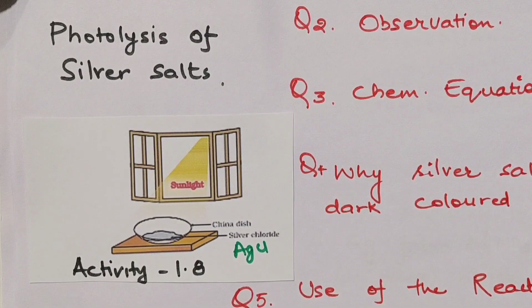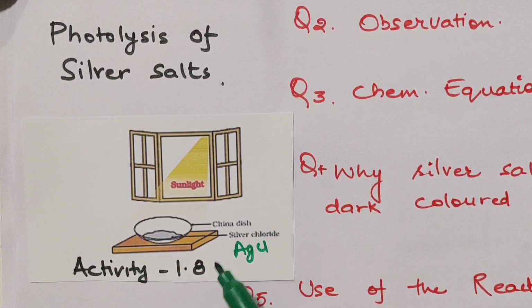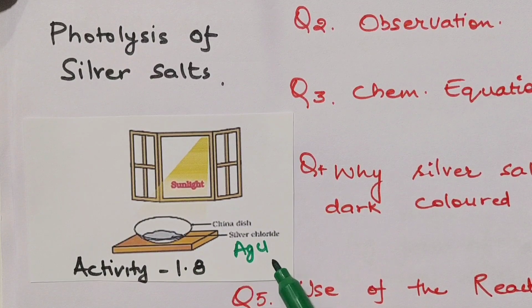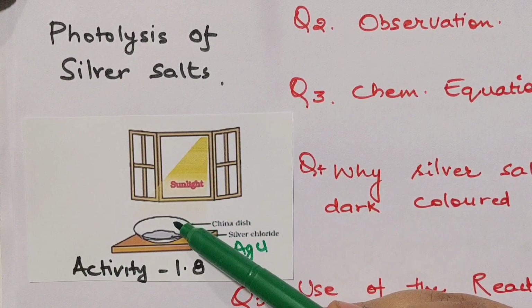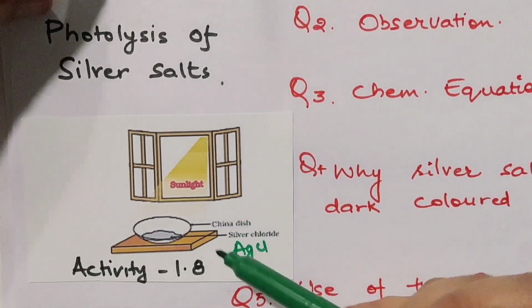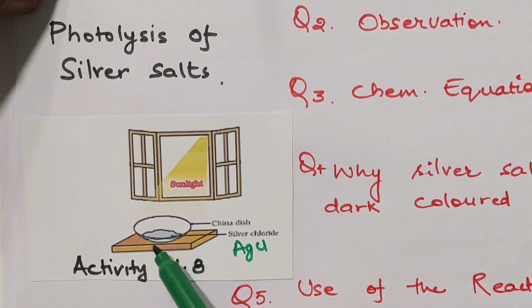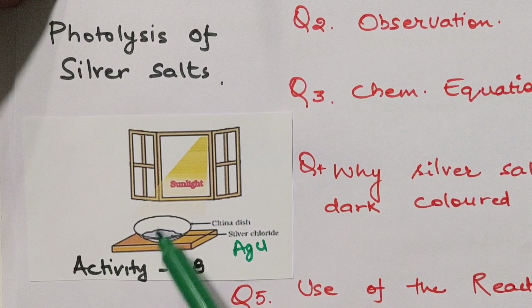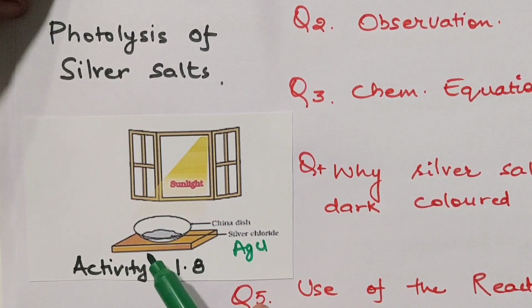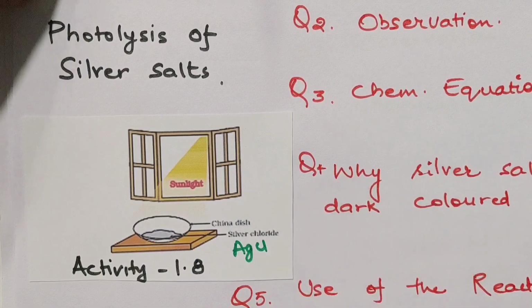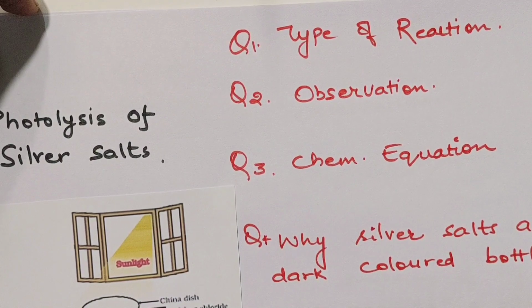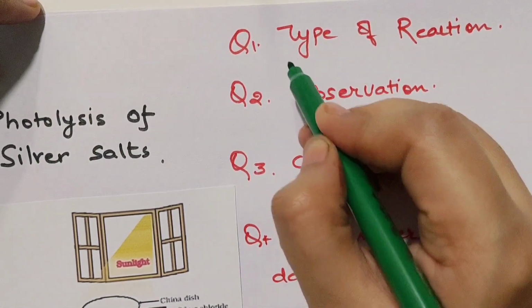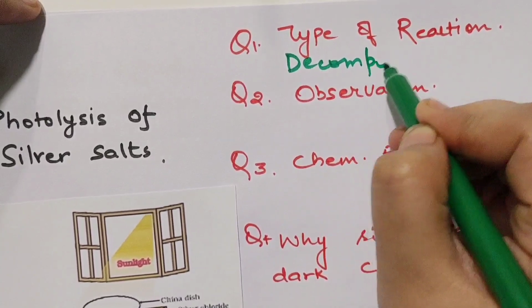So here is the next activity, activity number 1.8. Here we have taken silver chloride in a watch glass and we can see that sunlight is falling onto it. Since we have taken only one thing in the watch glass and energy is being given to only that one thing, that is a solid indication that it's an A gives you B plus C type of reaction. In other words, it's a decomposition reaction.